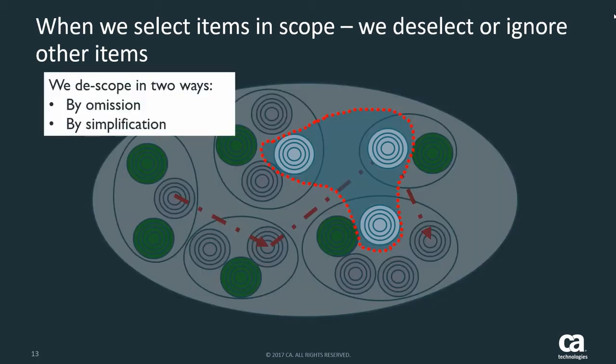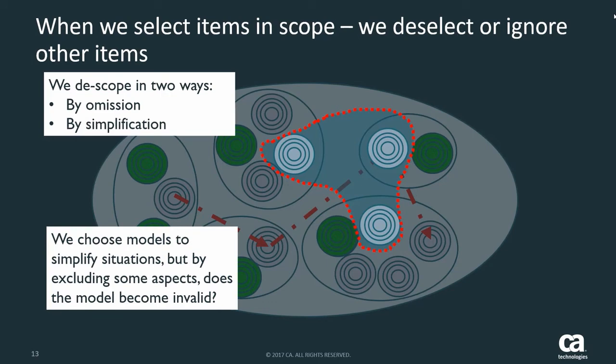Now we can descope things in two ways. By omission, we just leave them off our model, but it could be that we descope by simplification. By simplifying our model, we ignore certain aspects that could be included, and we ignore things that perhaps for our current purpose are irrelevant. Now this might be a safe or it might be an unsafe assumption, so this is where we need to take quite a lot of care.